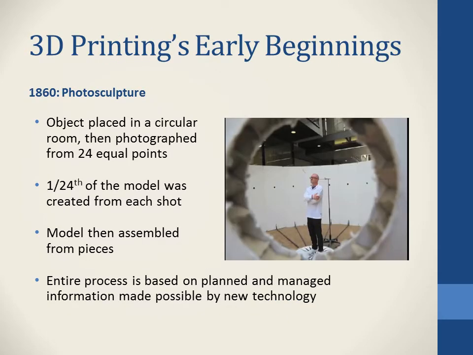The idea of 3D printing had actually been around a long time. Something called photosculpture predicted the process. Developed in 1860 by Francois Willem, an object was placed in a circular room, then simultaneously photographed by 24 cameras placed equally around the circumference of the room. From that information, an artisan carved a 1/24th portion of the figure. That level of planned information is managed information. These pieces were later assembled. So with a little subtractive modeling, a little additive modeling, one very new process making use of managed information was developed.